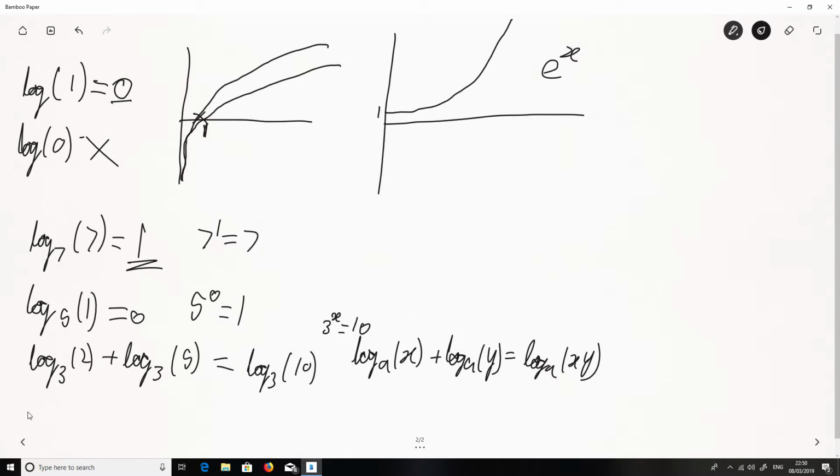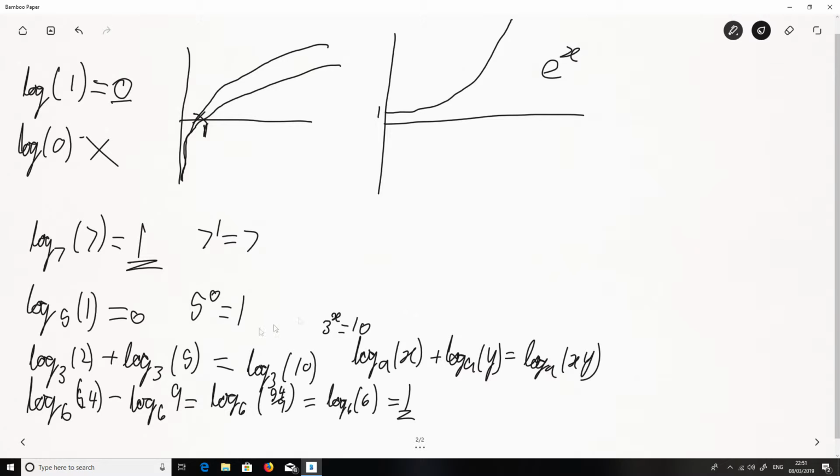If we pick another one, log to the base 6 of 54 minus log to the base 6 of 9. That equals log to the base 6 of 54 over 9, and that is equal to log to the base 6 of 6, just cancelling this down. And that is equal to 1. This time we're just using the negative version of this rule, x over y. Another one we'll do as the final one: log to the base 2 of 5 cubed. That is equal to 3 log to the base 2 of 5, just using our power rule, so we take the power in front.